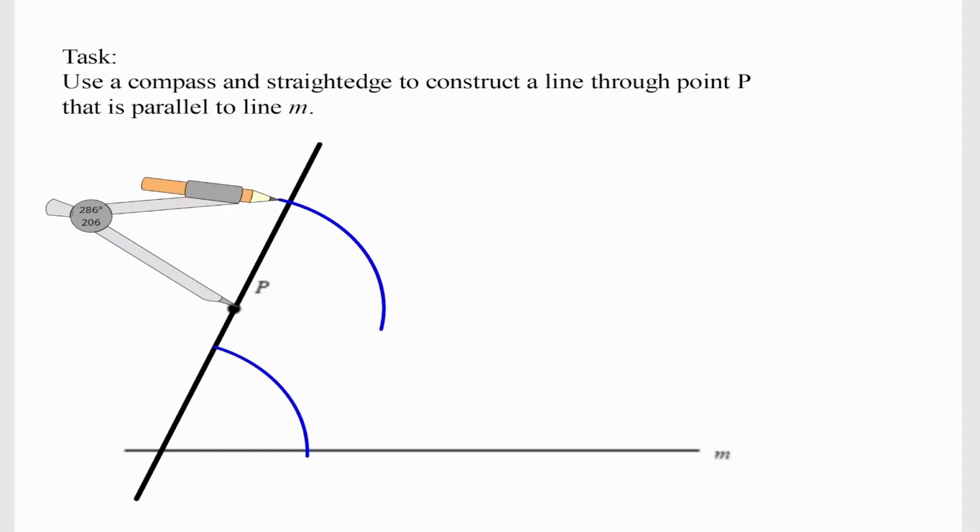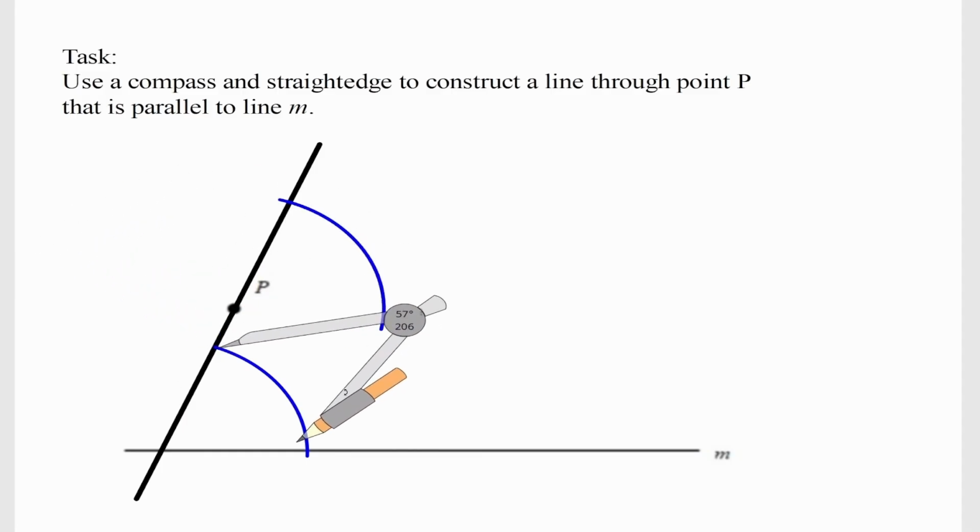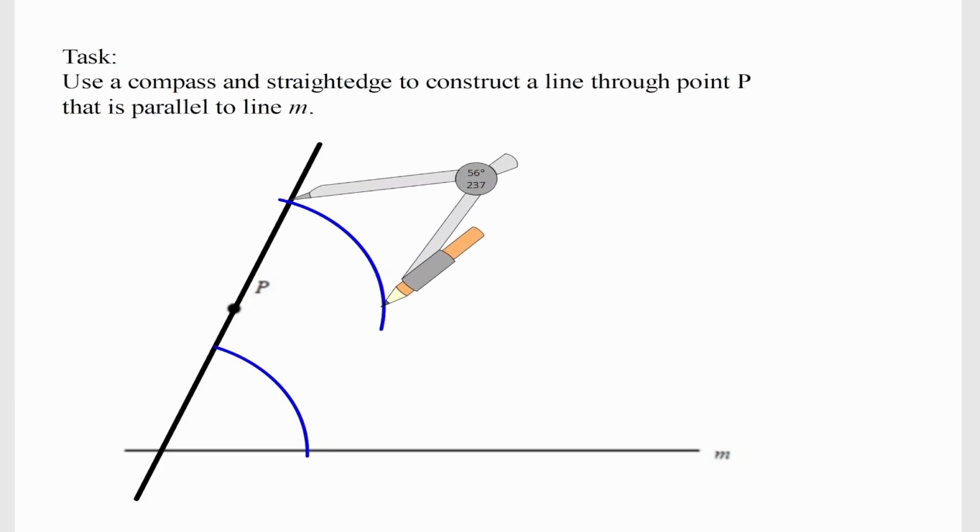My next step, I'm going to find the length of this arc. So here we have it. Well, it's actually a little bit off. Let me go here. All right, that's more accurate. That's the length of my arc. Let me copy it over here to my other arc. So there it is. We have an intersection.